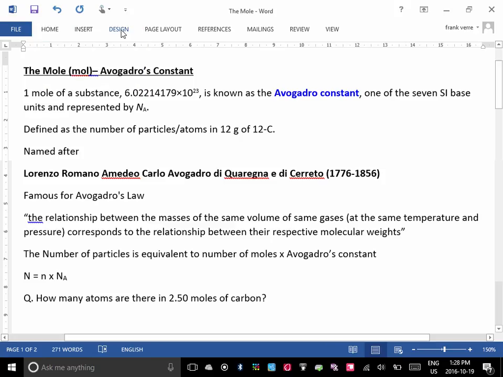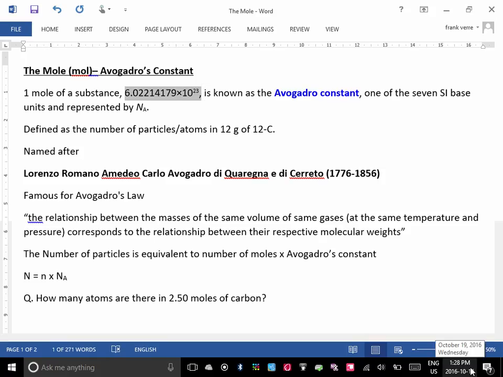So we are going to talk today about a really important concept in chemistry called the mole. Now, the mole refers to a particular number, and the number is highlighted right here. It's 6.0221417 times 10 to the 23. It refers to the number of particles of a substance.